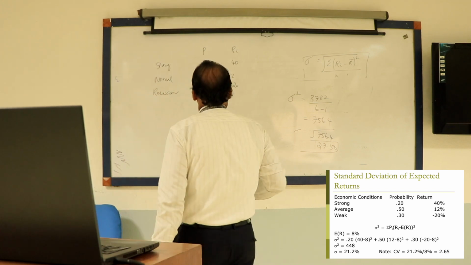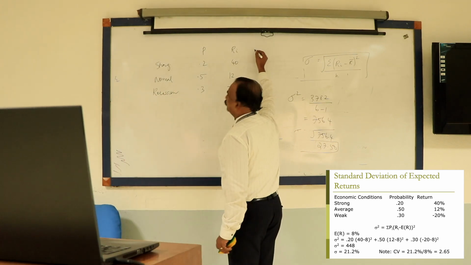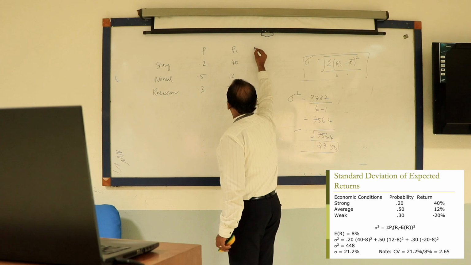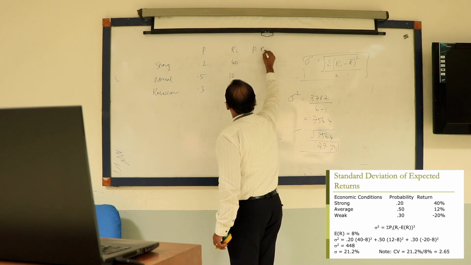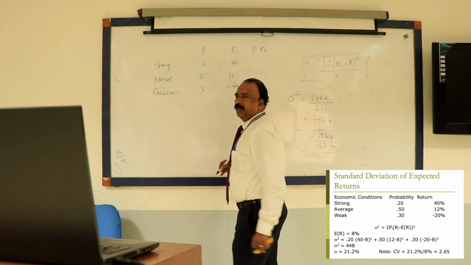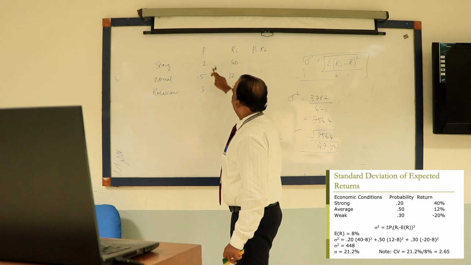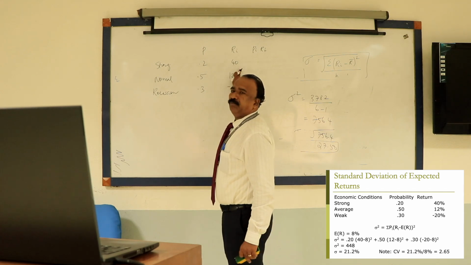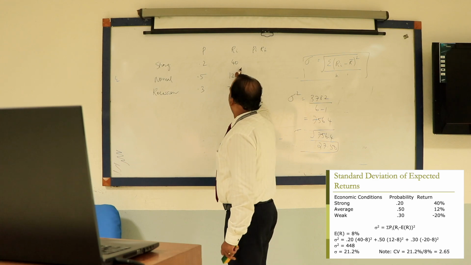Now, how to get R bar? That is Pi with Ri. Multiply Pi with Ri. That is 0.2 into 40. Multiply 0.2 into 40. How much comes?